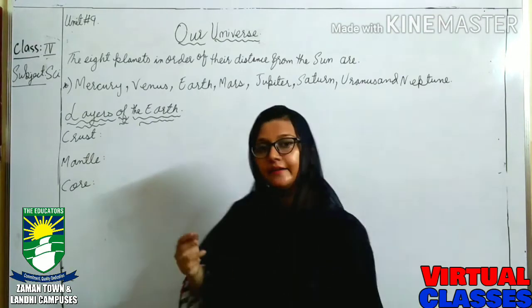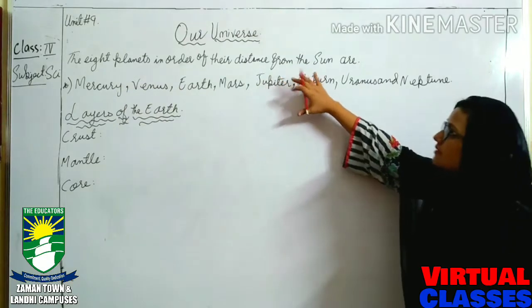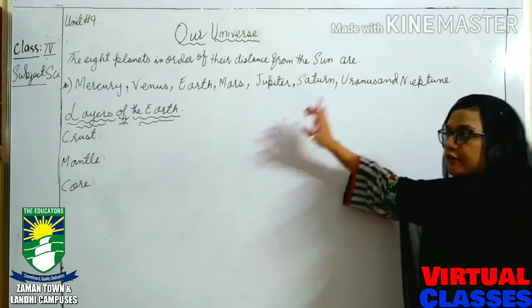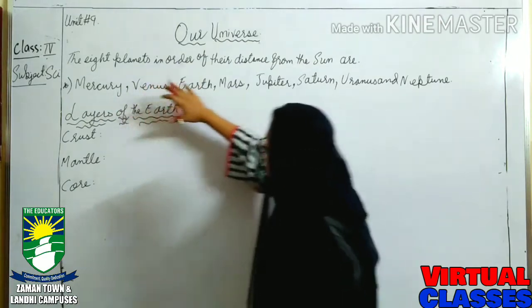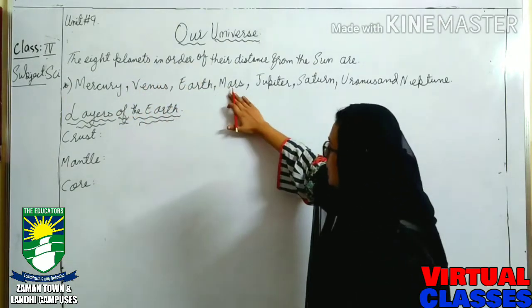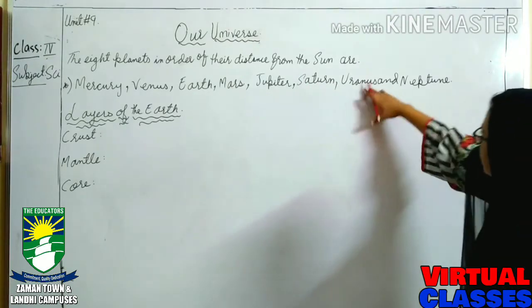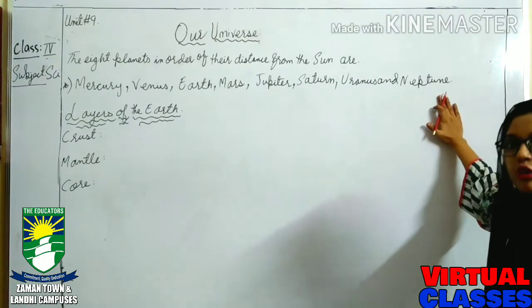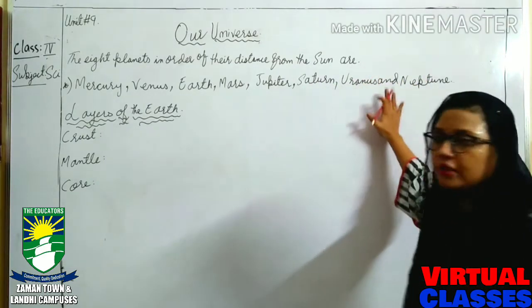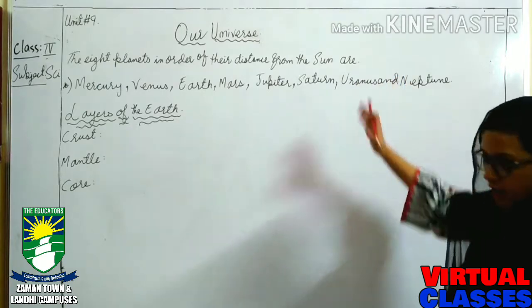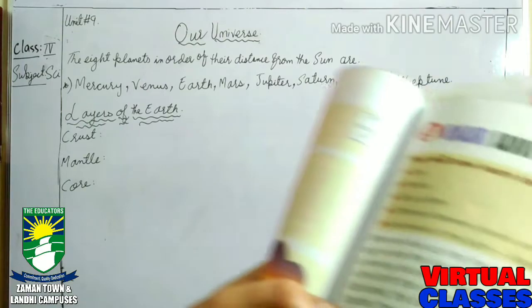Now, the 8 planets I have put on the board. The 8 planets in order of their distance from the sun are: first one is Mercury, then we have Venus, then Earth, Mars, Jupiter, Saturn, then Uranus and Neptune. You have to know the 8 planets in order of their distance from the sun. Now you can see in the book as well, page number 77.